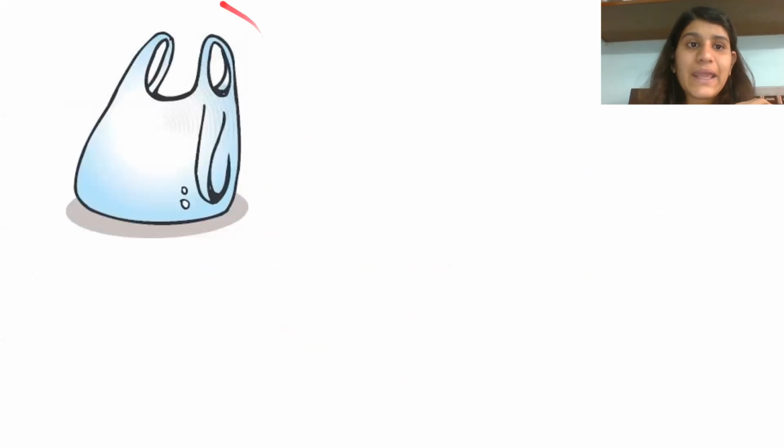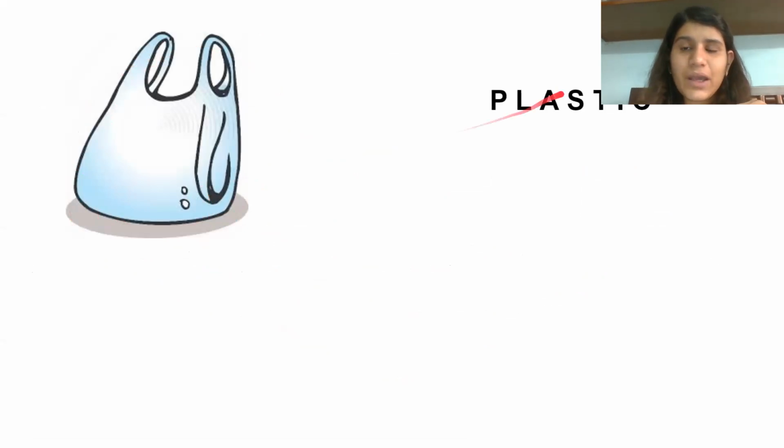Now let's see the word we have. What is this? This is a plastic bag. Plastic is written like this. So this is plastic. Where do you hear the sound pl in plastic? Pl awaaz aapko kahan sunai de raha hai? Beginning, middle or end? Pl. This sound is pl. It is in the beginning. So plastic.